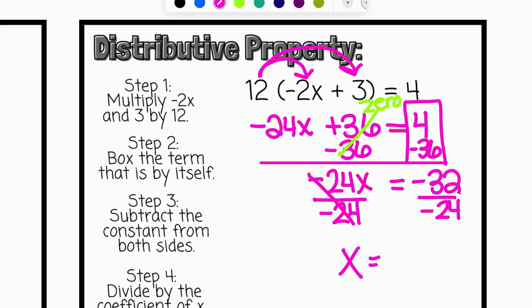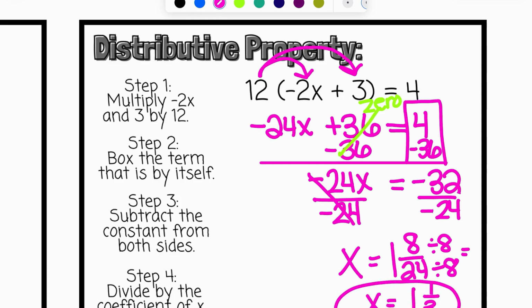32 divided by 24, we can reduce it. We can change it to a mixed number. So 24 goes into 32 one time. There's going to be 8 left over, so 1 and 8 over 24. And then we can reduce our fraction by 8. So that's going to give me 1 and 1/3. Just like that.